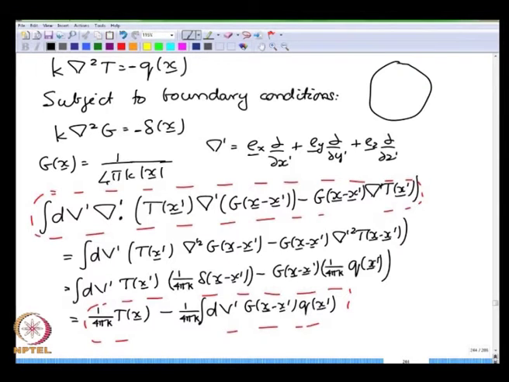And integral dV prime of delta of x minus x prime is just going to be equal to 1 over k times T of x, minus integral dV prime G of x minus x prime times 1 over k q of x prime. So, that is what I get from this particular integral.